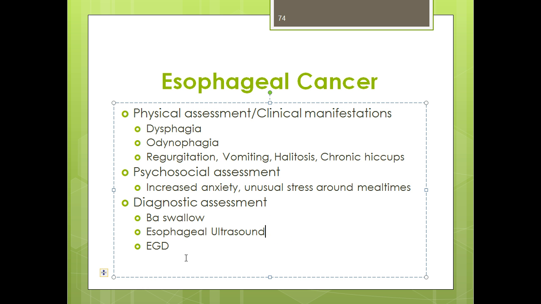In order to really assess this, you could do a barium swallow, esophageal ultrasound, and as well an EGD in order to diagnose it.